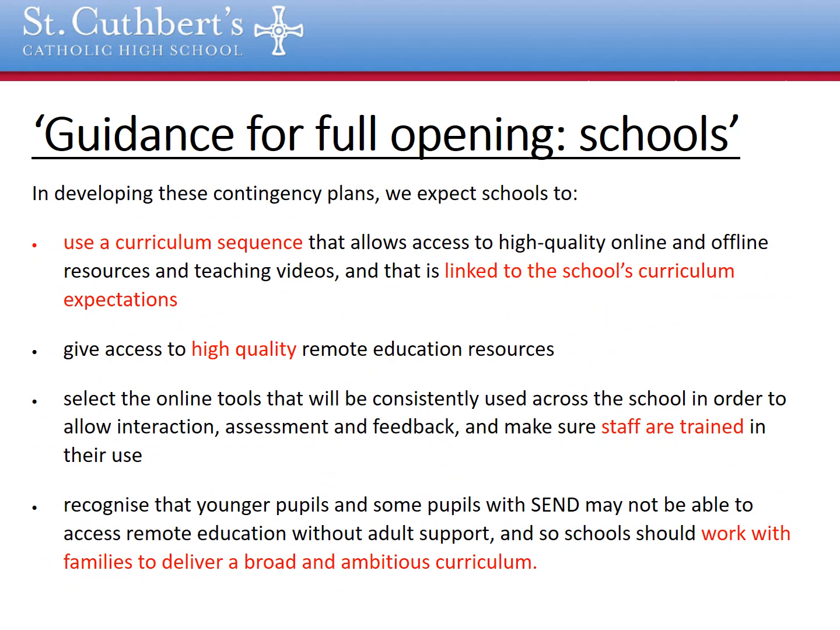It goes on to say that schools are expected to, in developing these contingency plans, use a curriculum sequence that is linked to the school's curriculum. So following on, if it's that immediate remote learning that we need to do, following on from where they were up to in school, it needs to be of a high standard, high quality. We need to make sure that staff are trained in the use of what we're asking them to do, which is what we're going to do today. And we need to also work with families to help deliver that.